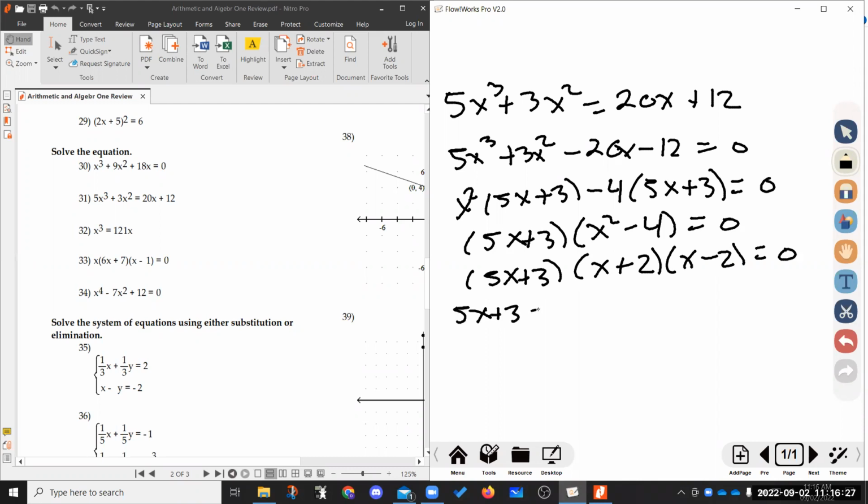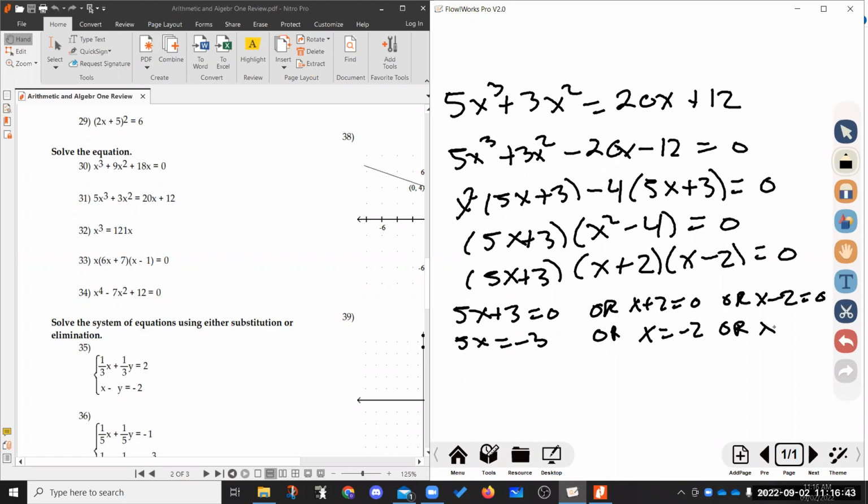5x + 3 = 0, or x + 2 = 0, or x - 2 = 0. 5x = -3, or x = -2, or x = 2. x is equal to -3/5, or x = -2, or x = 2.